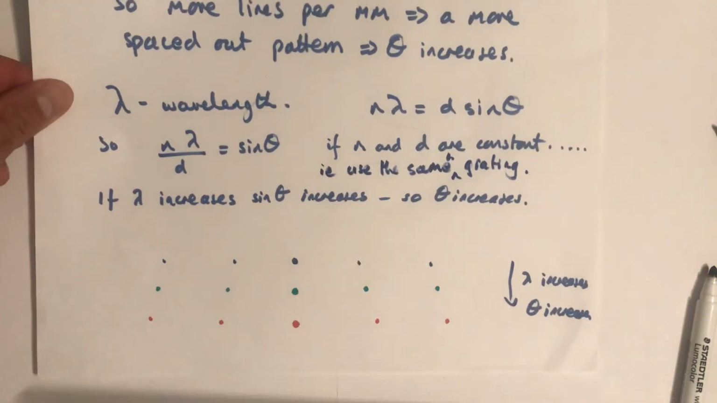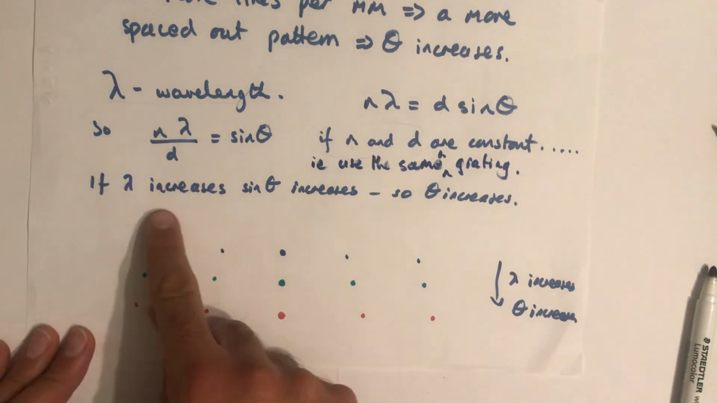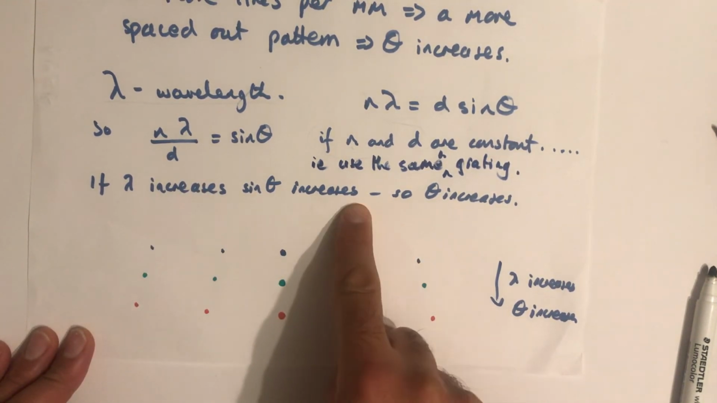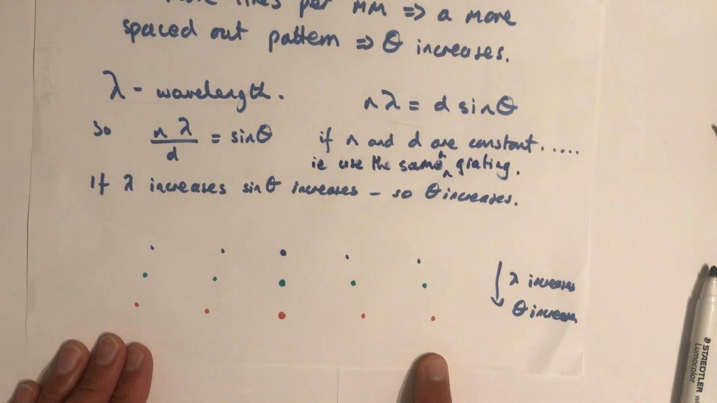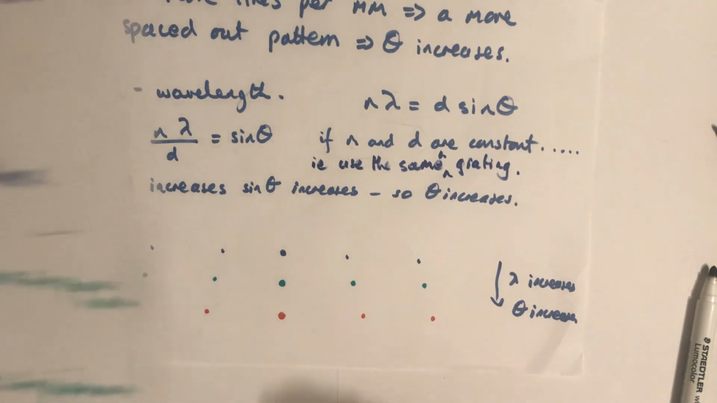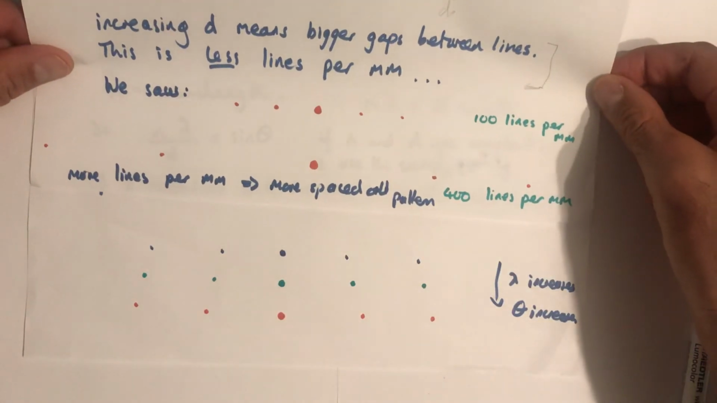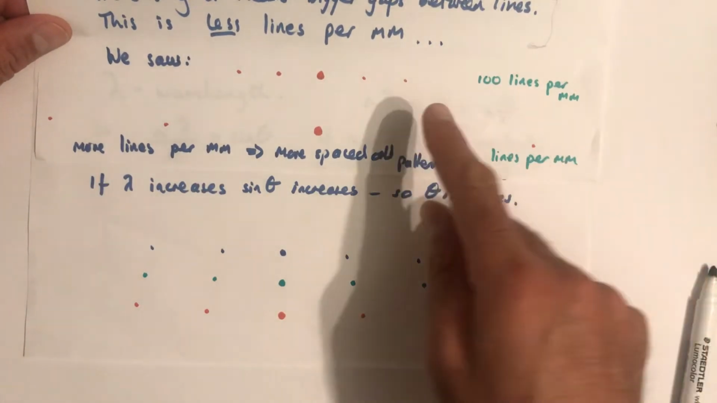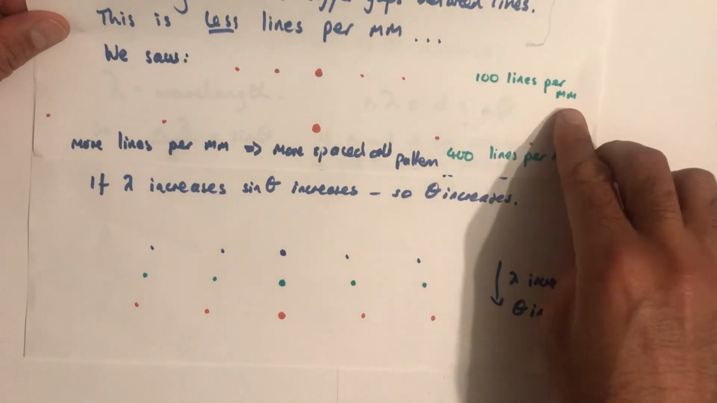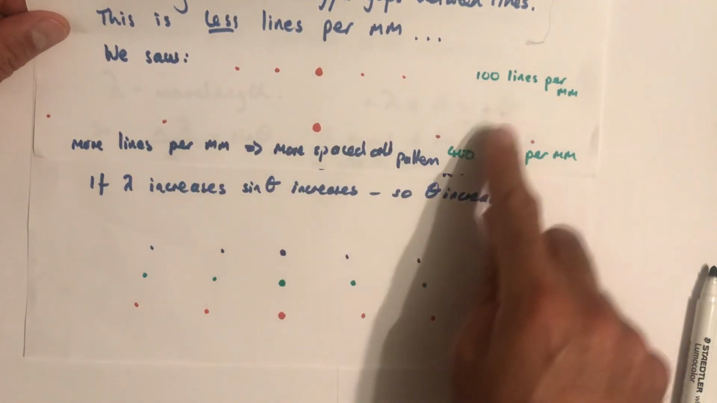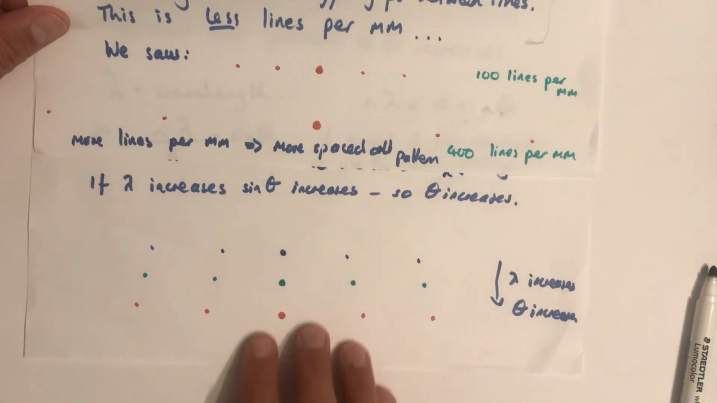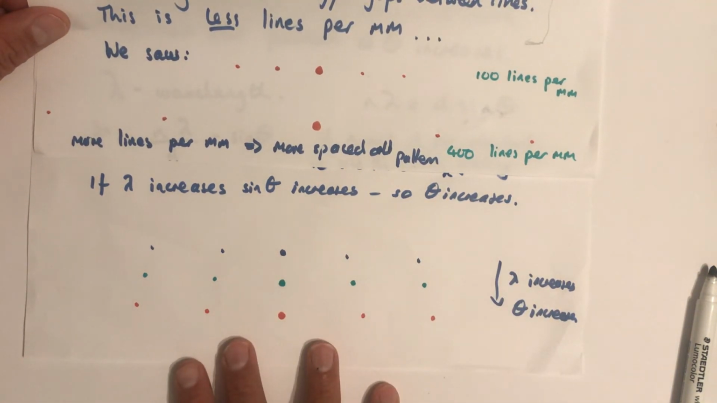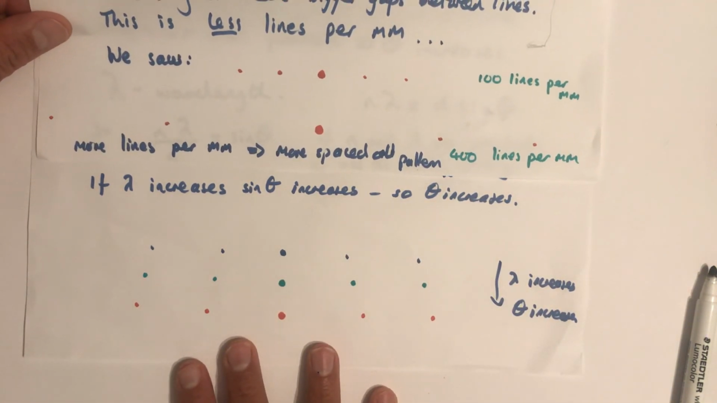But the key rule that I wanted to get through was this idea that if the wavelength increases, sine theta increases, so theta increases. So this is your pattern. Okay? So the main thing to take away from this video are the two diagrams: this one for 100 lines per millimetre, pattern close together; more lines per millimetre, pattern spread out; and longer wavelength, pattern spread out more.